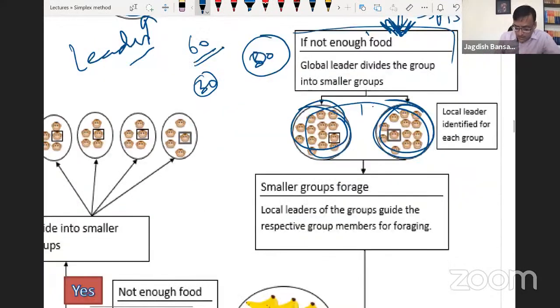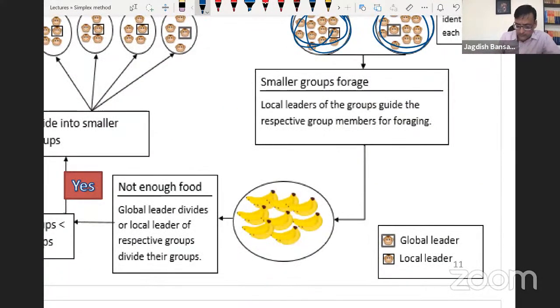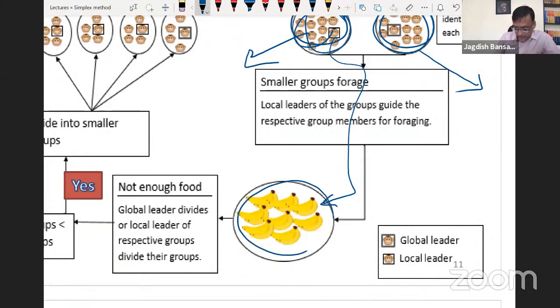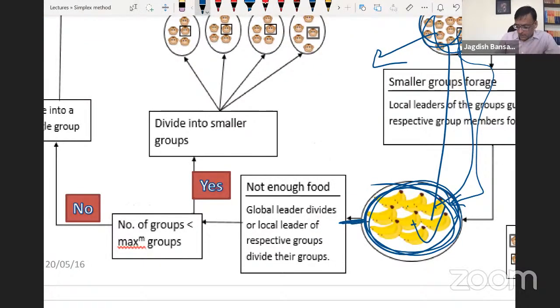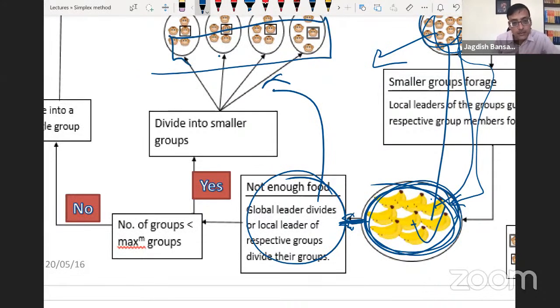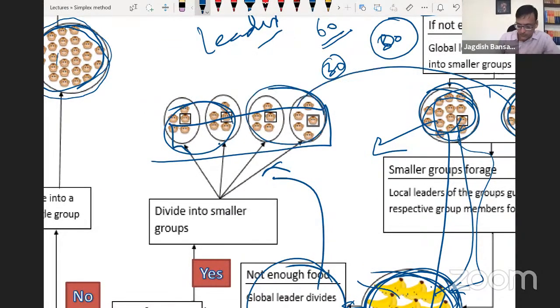Now again, this 30-member group started food foraging in different directions. Now suppose this group finds a food source, and if again this group realizes that the food is not sufficient, then it will further divide itself into smaller groups, right? So suppose these two groups are formed by this, and these two groups are formed by this.